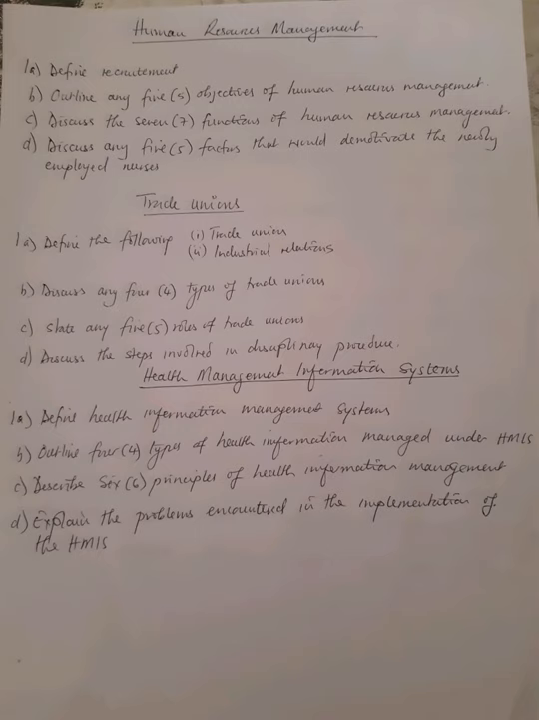So we move on to the other question, which is on trade unions. Question 1, define the following: 1, trade union, and 2, industrial relations. Now, a trade union is an organized association of workers in a trade, group, or a profession formed to protect and further their rights and interests. I will repeat. A trade union is an organized association of workers in a trade, group, or a profession formed to protect and further their rights and interests.